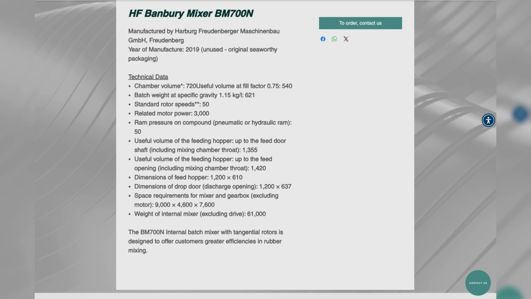So the full chain reads 720 liters of chamber times 0.75 fill factor gives 540 liters of compound, times the density of 1.15, gives a 621 kilogram batch. And notice what the manufacturer did there. They could not state a batch weight without first stating an assumed density. They wrote it explicitly: batch weight at a specific gravity of 1.15. That little phrase is the whole lesson. Change the compound, change the density, and that 621 kilograms changes with it.